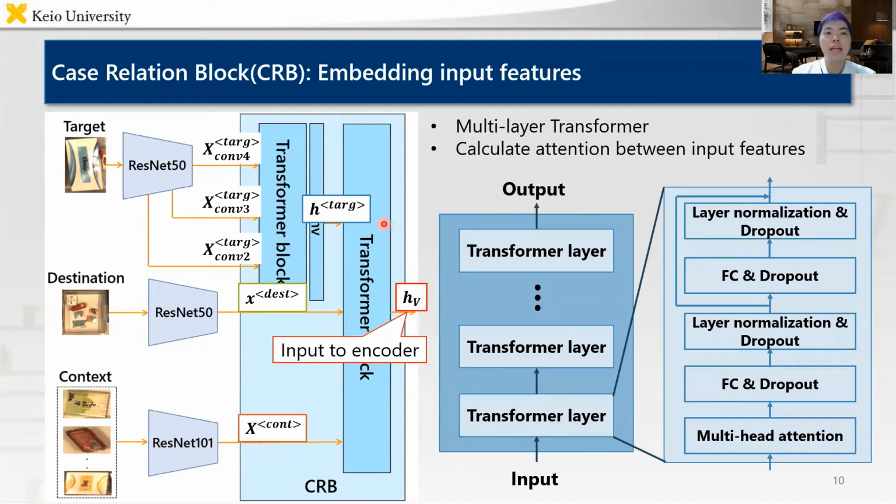Next, in the second block, in addition to the feature vector obtained from the first block, the feature vectors obtained from the destination and context information are input to model the positional relationship between the target object and each object. The feature vector obtained from the second block is input to the encoder. Next, I will explain the details of the transformer encoder.